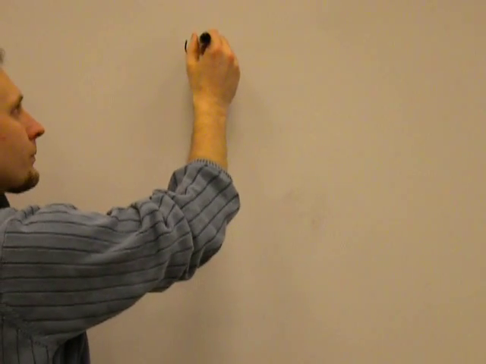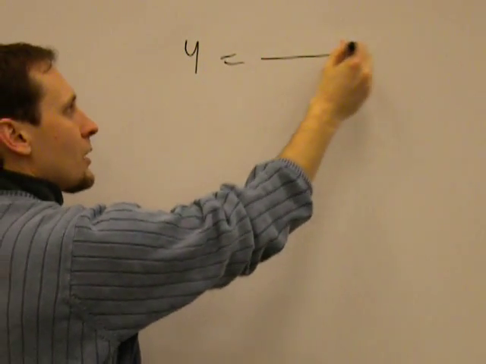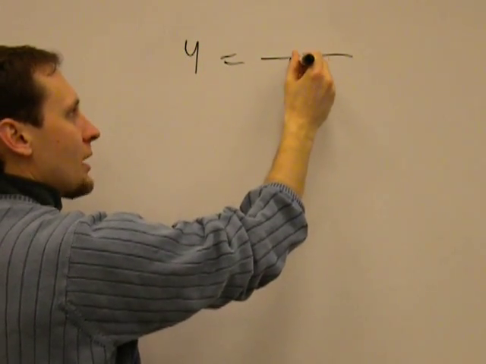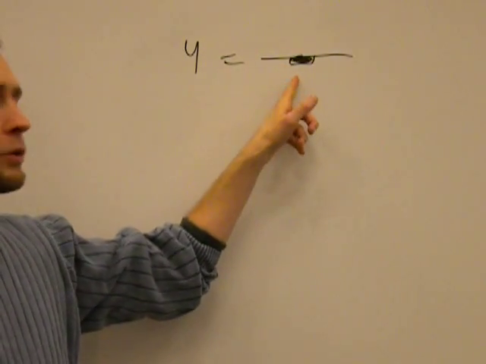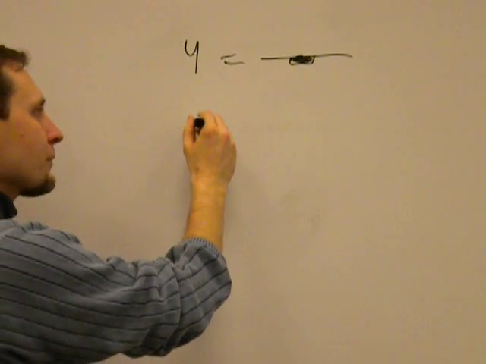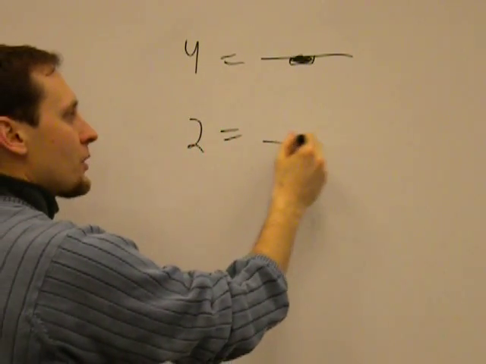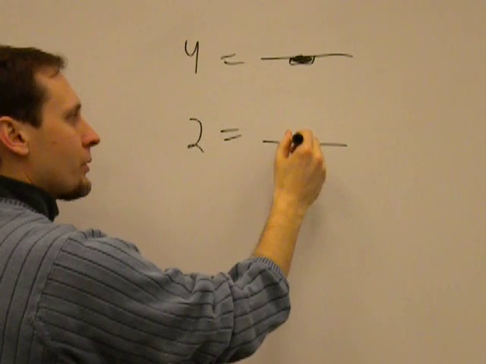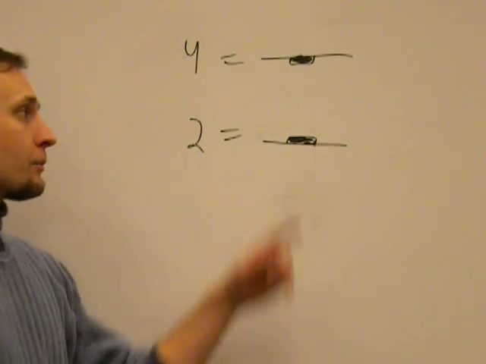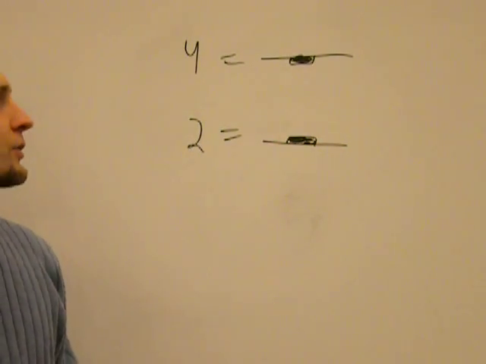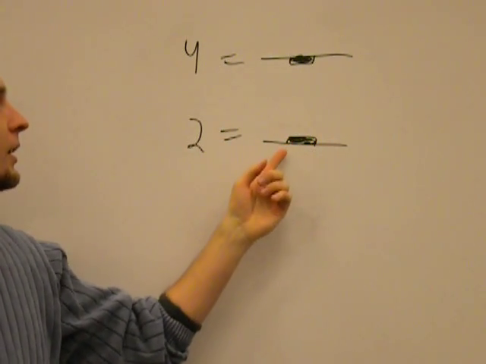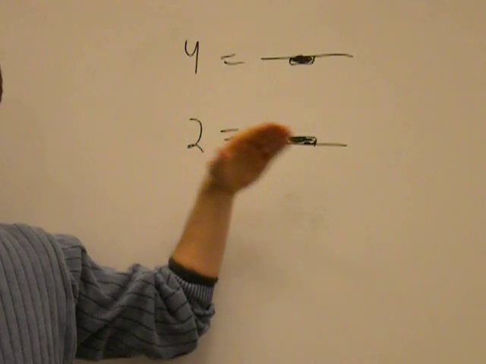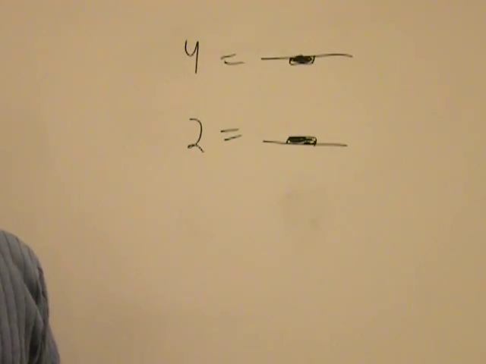A whole rest is a rectangle that hangs below the staff line, like that. Now I emphasize below the staff line because a half rest is very similar, but it's a rectangle that is above the staff line. So a whole rest hangs below the staff line like a hole in the ground. A half rest is this rectangle that's above the staff line.